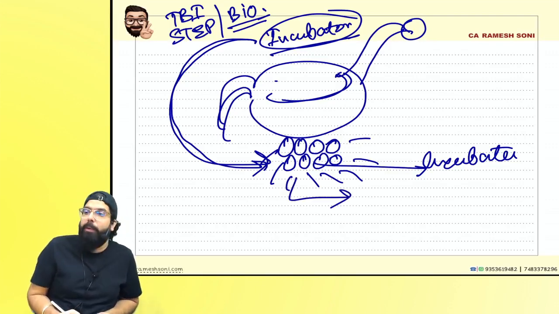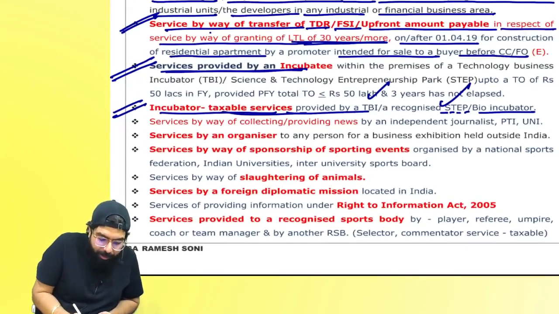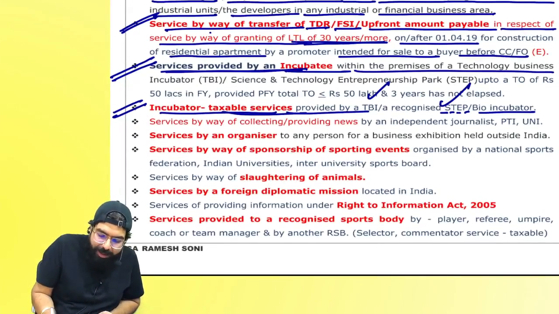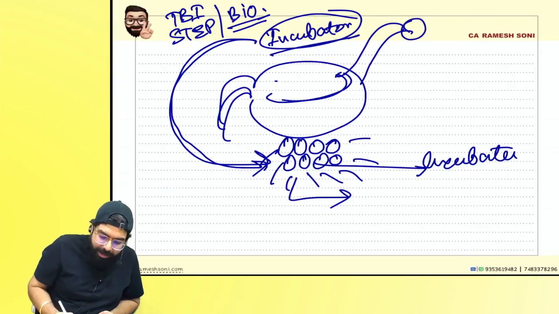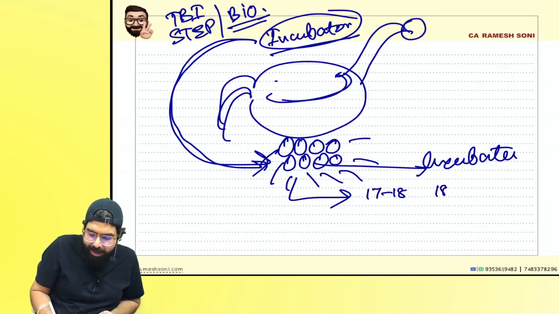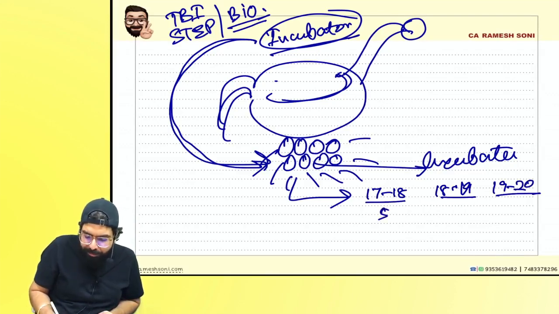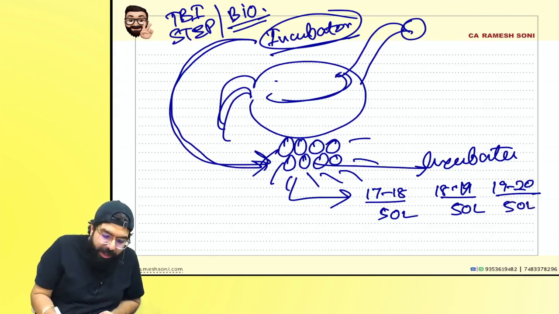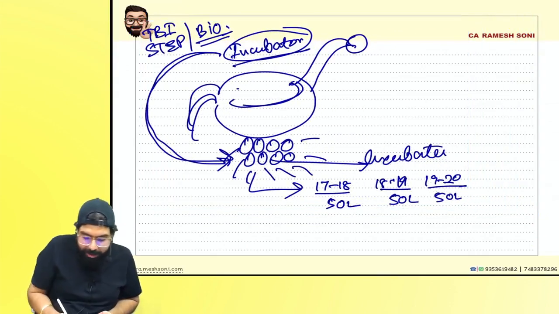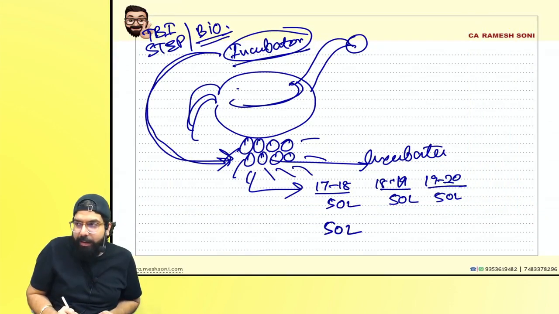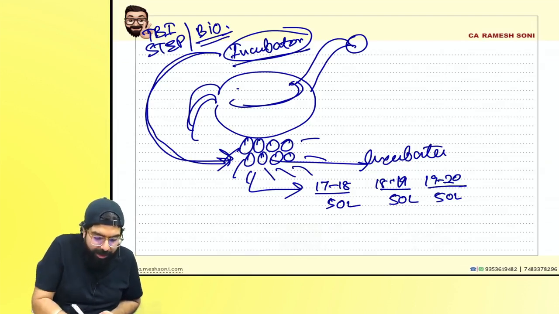Incubatee, if they are providing services to outsiders, always remember, if the incubatee is within the premises of a TBI or science and technology enterprise park, their services up to a turnover of 50 lakh in a financial year are exempted. Suppose they have come in 17-18, 18-19, 19-20, their turnover up to 50 lakh will always be exempted. Clear everyone? But only for the first 3 years it will be exempted. Suppose in 17-18 their turnover was up to 50 lakh, exempted. Might be their turnover in the first year was 30 lakh.